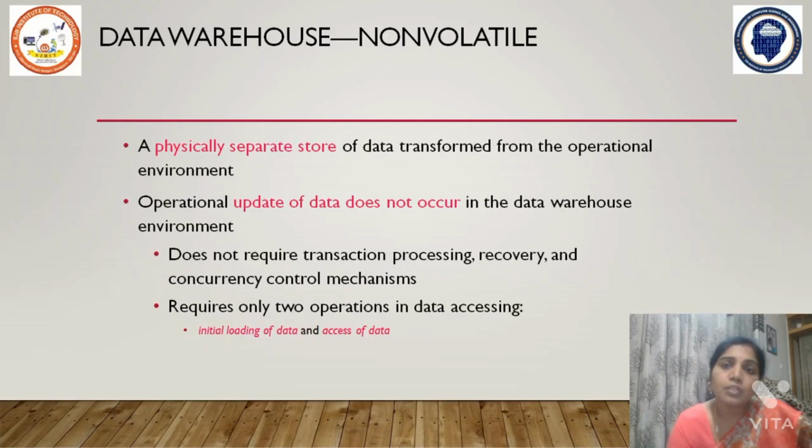The data warehouse is non-volatile. Why do we call it non-volatile? It is a physically separate store of data transformed from the operational environment. Operational update of data does not occur in the data warehouse environment. So it does not require transaction processing, recovery, and concurrency control mechanisms, but only requires two operations in data access: one is the initial loading of data and the other is the access of data. You need to keep this in mind: initial loading of data and access of data.